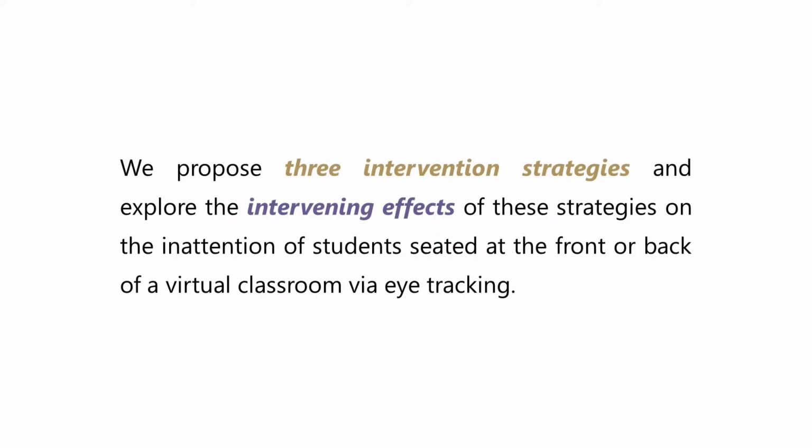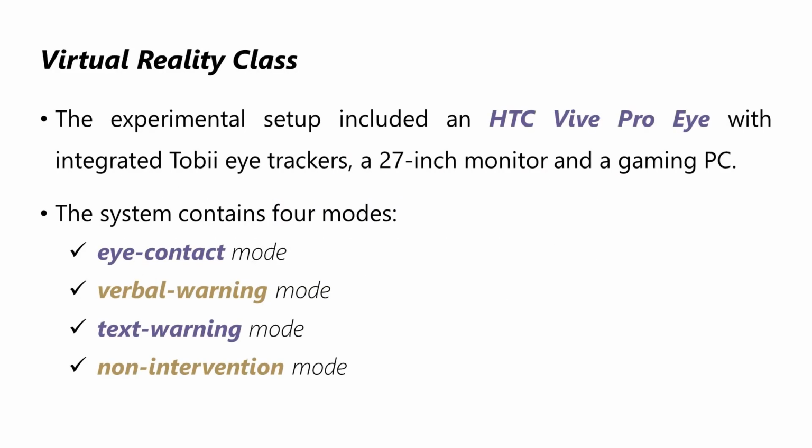In this research, inspired by teachers' instructional techniques in real-life classes, we propose 3 intervention strategies, and explore the intervening effects of these strategies on the inattention of students seated at the front or back of a virtual classroom via eye tracking. To implement the experiment, a system named Virtual Class was developed.